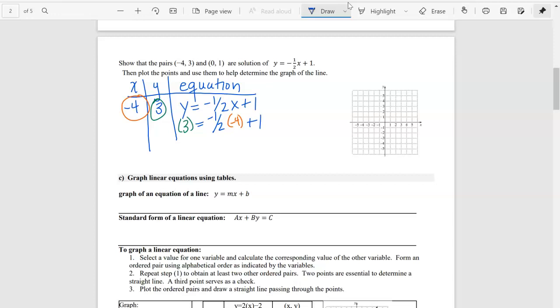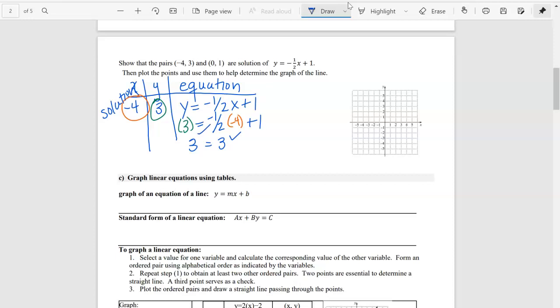Okay, and then I want to say, well, is this true? Like if I plug this in my calculator or in my brain, is this going to give me an answer that's correct? So 3 is equal to negative 1/2 times negative 4 plus 1. Well, 3 is just 3. There's nothing to be done there. Okay, negative 1/2 times negative 4. If you type that in your calculator or you put that in your brain, a negative times a negative is positive, and half of 4 is 2. And 2 plus 1 is going to give us 3. So yes, that's true. This point is a solution because it works. 3 is equal to 3.